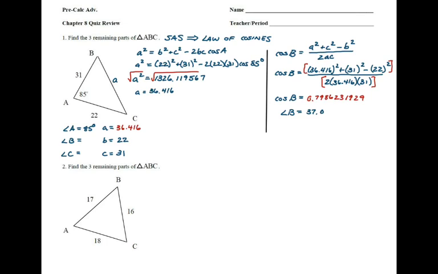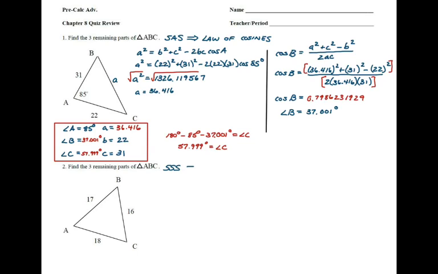So taking the inverse cosine of that long decimal, I should get 37.001 for angle B. So now I have all three sides and two angles. The easiest way to find your third angle is just use the fact that all three angles should add up to 180. So 180 minus 85 minus 37.001 should give me angle C, which means angle C should be 57.999 degrees. So I have all three angles and all three sides for example 1.